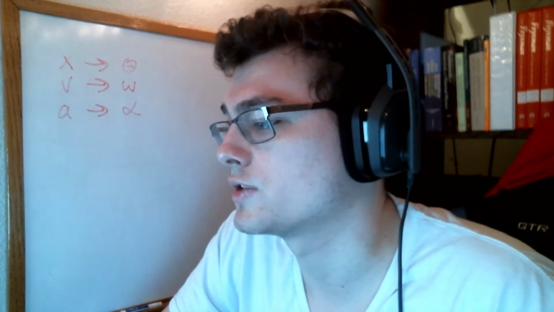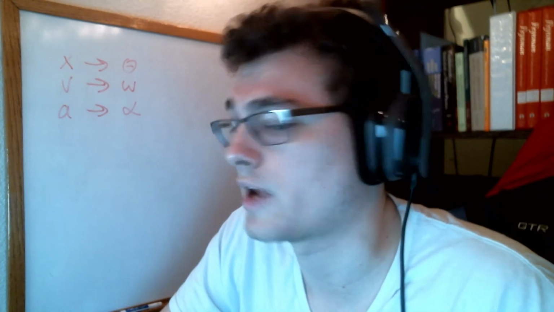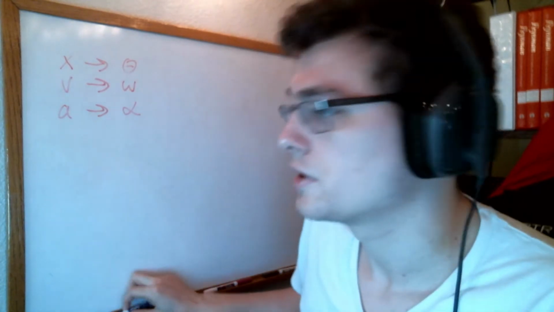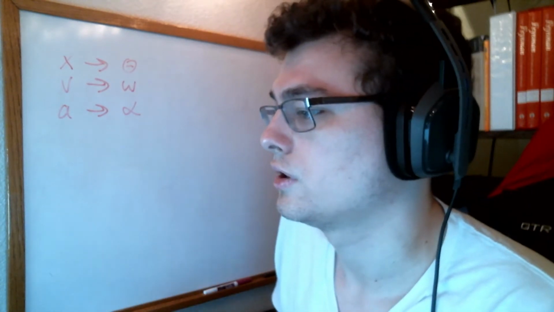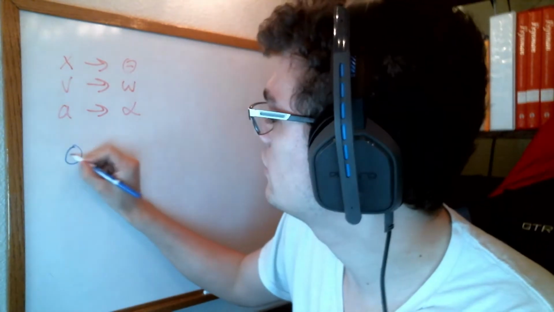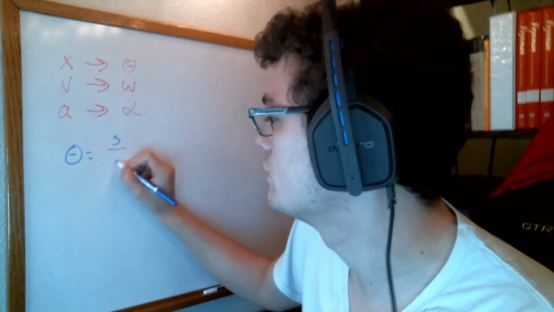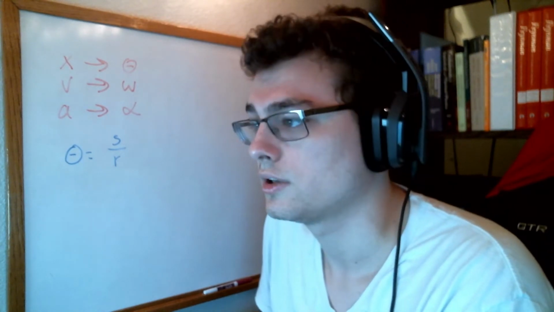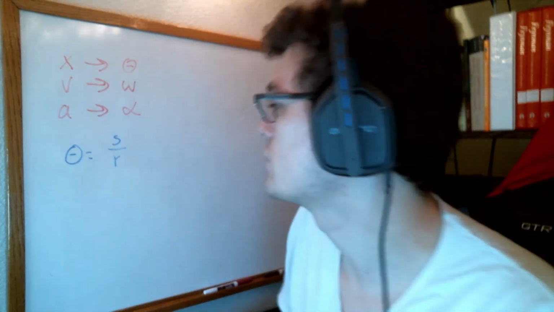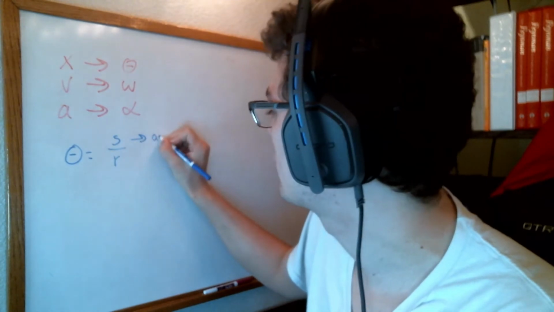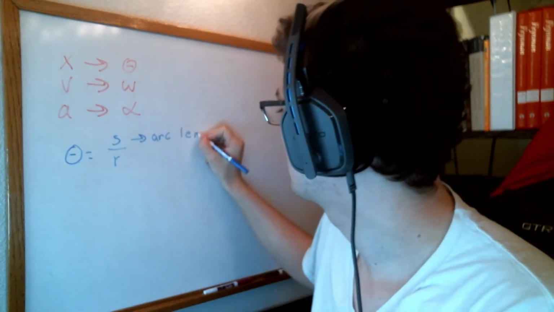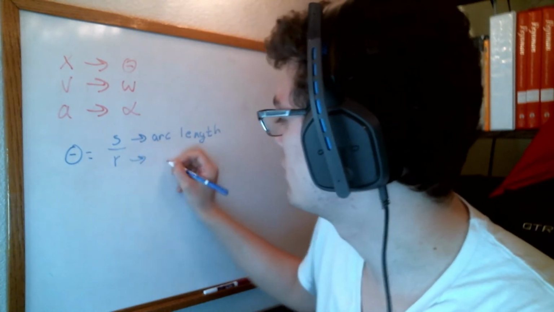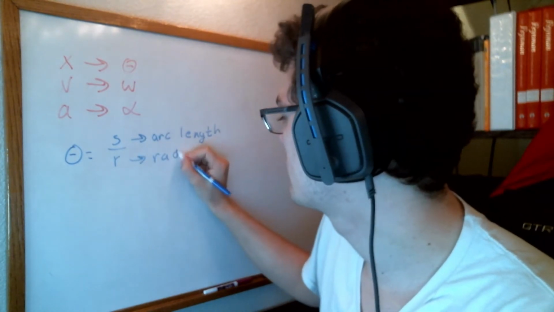In this case, we're going to talk about how we get from distance to angular displacement. We do that via the formula theta is equal to S over R. We haven't seen S that much in previous chapters, but S is going to be our arc length, and R is going to be the radius of our circle.